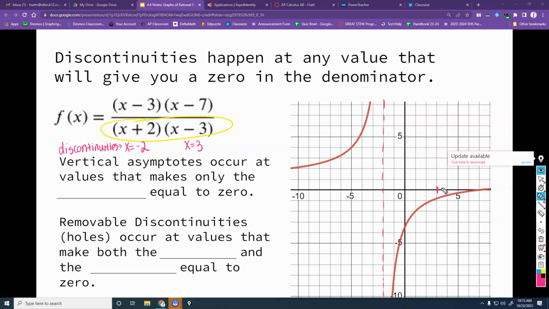So, the way we can tell what's going to happen from the equation, vertical asymptotes occur at values that make only the denominator equal to 0. But removable discontinuities, or holes in the graph, occur at values that make both the numerator and the denominator equal to 0.